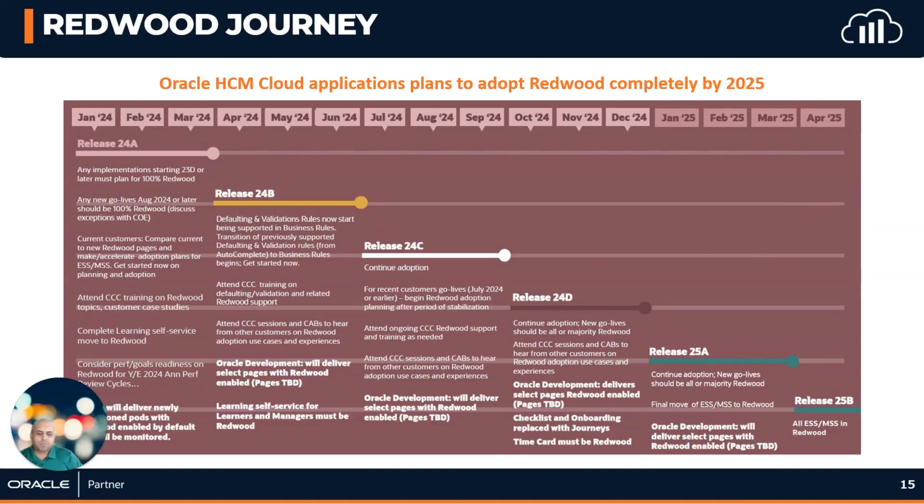Redwood journey. Oracle is committed to moving all the applications to Redwood in the near future, and Fusion applications are leading it. Right now, Oracle has the plan to move Oracle SCM Cloud to Redwood completely by 2025. So here is the calendar published by Oracle about the journey transition to Redwood by 2025.